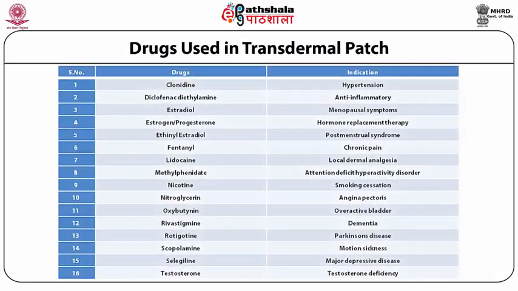The table in front of you sums up the various categories of drugs and the indication of diseases for which the successful use of the transdermal drug delivery system has been made. You can see that drugs like the simple anti-inflammatory diclofenac diethylamine have been formulated into a transdermal drug delivery system, and also this system has been found very useful for diseases like Parkinson's, major depressive disease, motion sickness, etc.